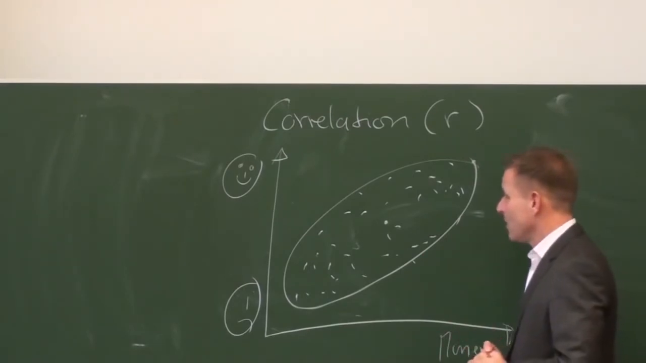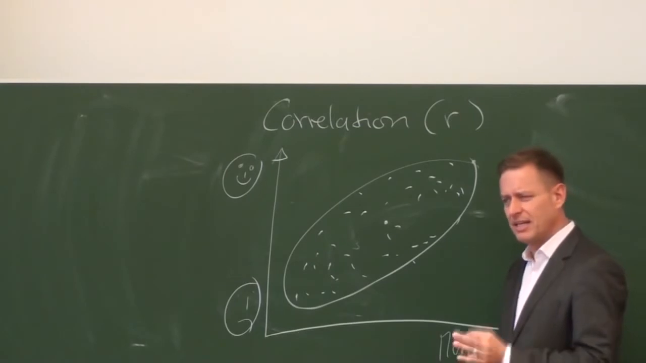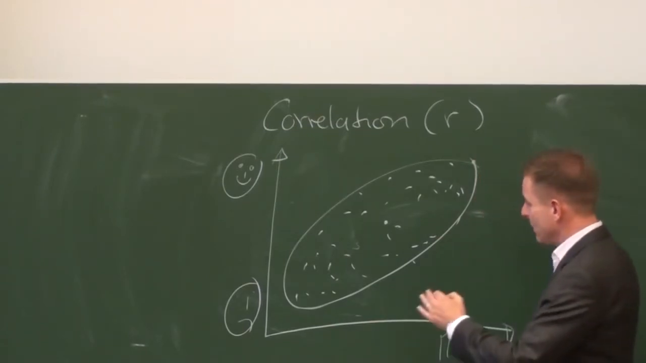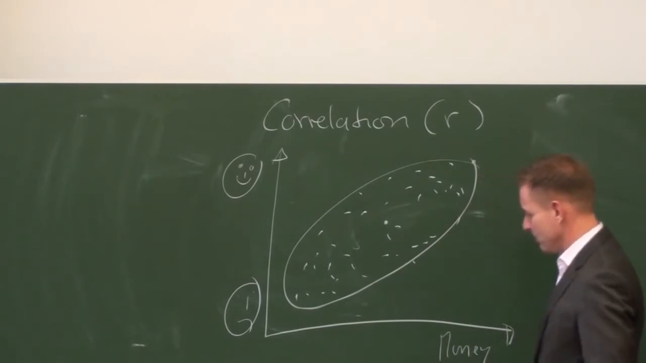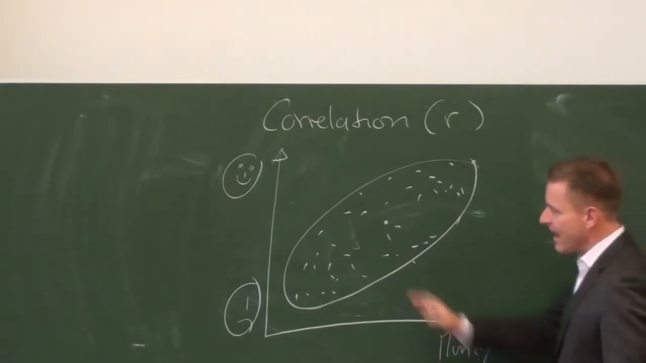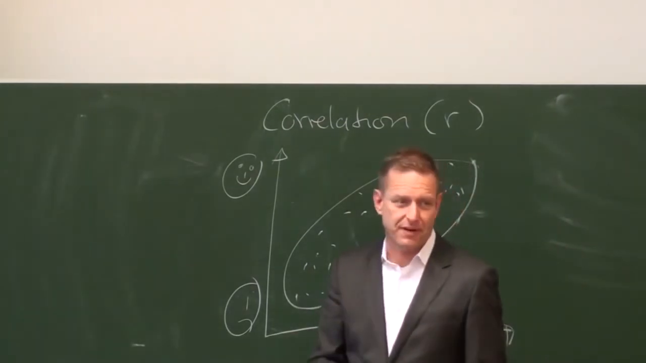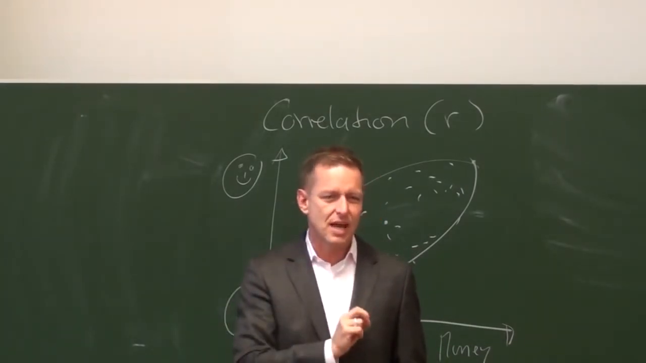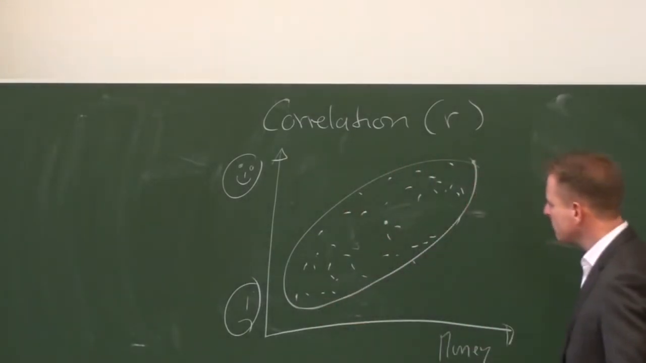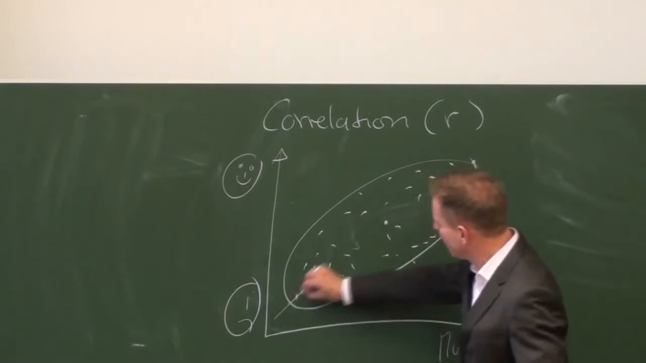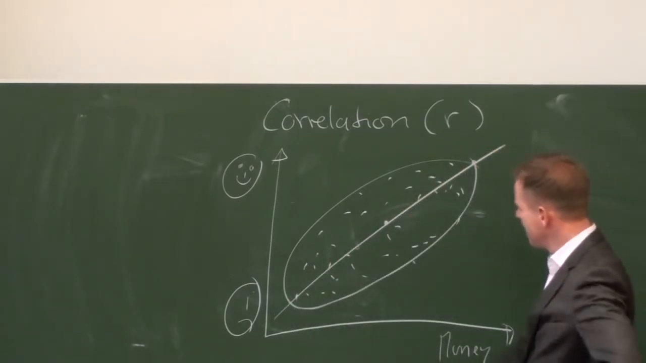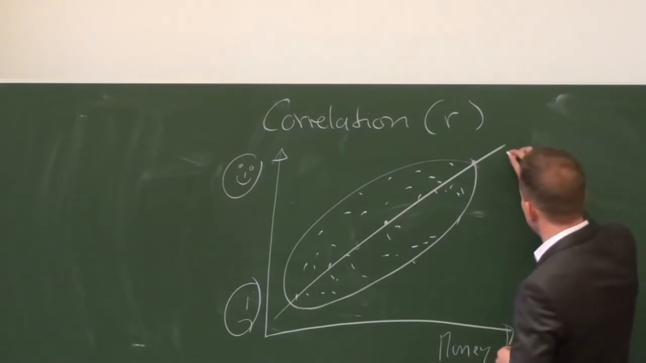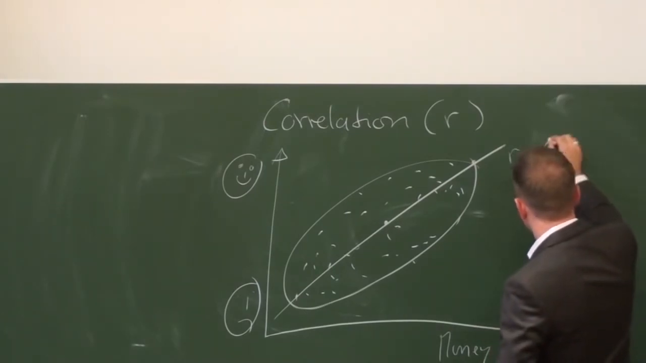In statistics, we want to have a really clear number telling us, is there a relationship between two variables or not? Now, question. If the relationship between money and happiness were absolutely perfect, a direct relation between these two variables, how would this cloud look? Yes, it would be a line. You could really say, the more money you have, the happier you are, full stop. If this would be the case, the correlation would be what? One. Right.